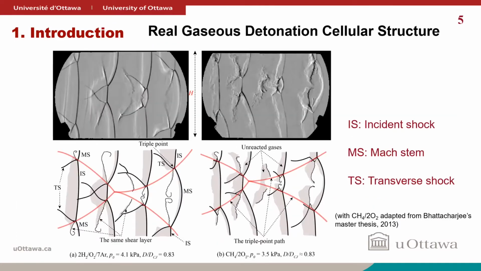Despite the 1D steady ZND model description, detonations in real gases actually take on much more complicated cellular structures, as shown from the experimentally visualized structures of detonations for two different mixtures. On the left is the hydrogen-oxygen-argon detonation, while on the right is the methane-oxygen detonation. Compared to the piecewise laminar structure of hydrogen-oxygen-argon detonations on the left, methane-oxygen detonations on the right appear to be highly turbulent and characterized by significant unreacted gas pockets.